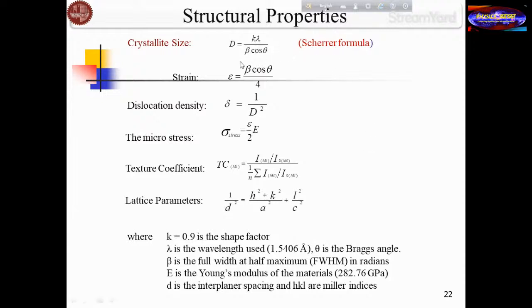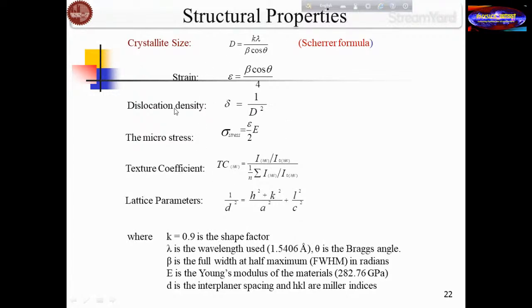So this crystallite size can be calculated using this formula: strain, dislocation density, microstress, structure coefficient, lattice parameters. And these are: K is the shape factor, lambda is the monochromatic wavelength of the X-ray, full width at half maxima, Young's modulus, and d is the interplanar spacing. So these are the common equations we use for calculating the crystallite size.